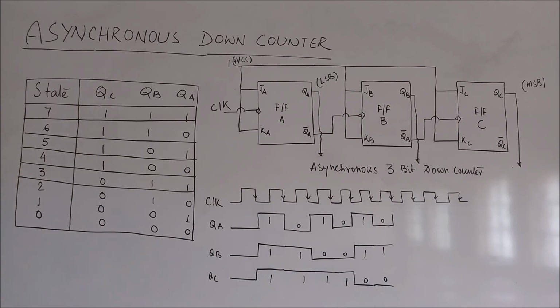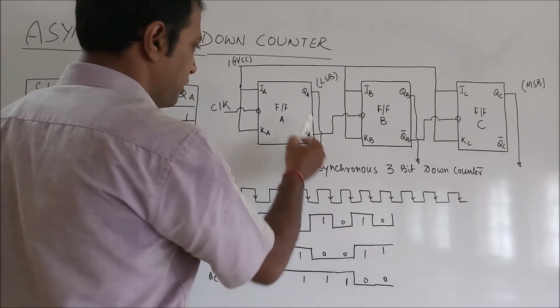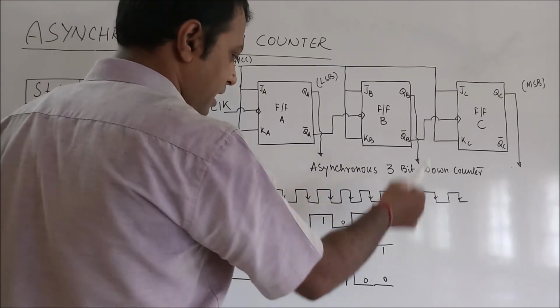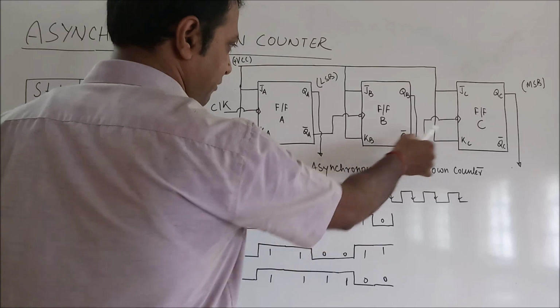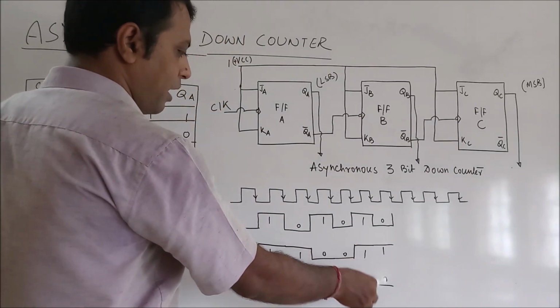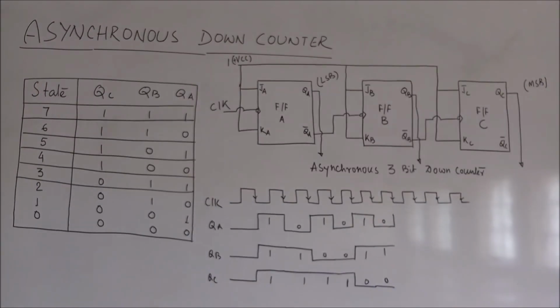Now the next clock pulse is applied, then QA becomes 0. QA 0 means QA bar is 1. So flip-flop B is not activated and flip-flop C is not activated, so they remain in the same state. So 1 and 0. So we move to the next clock pulse.